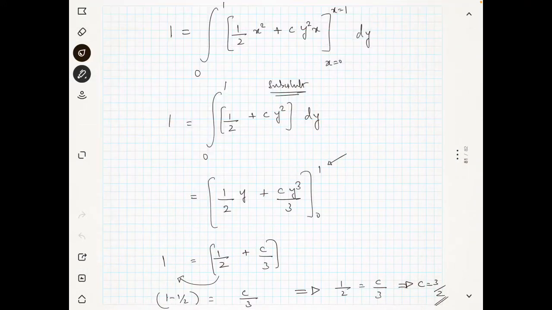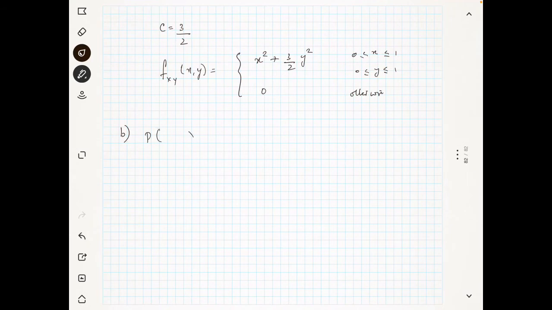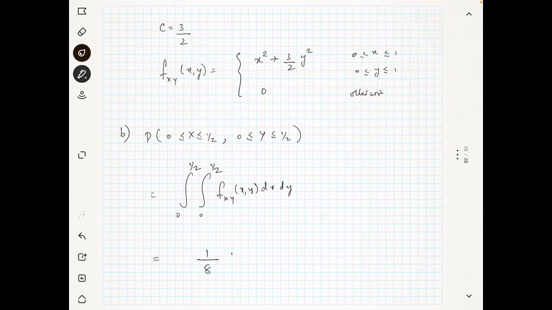So the probability that x takes the value between 0 and 1/2 and y takes the value between 0 and 1/2 is nothing but, you have to just integrate the joint PDF of x and y, with x varying from 0 to 1/2 and y varying from 0 to 1/2. If you integrate this, I am going to skip some steps, you can verify. You will get 1/3 by 4. If you integrate this, you will get 3/32. So that is the answer.